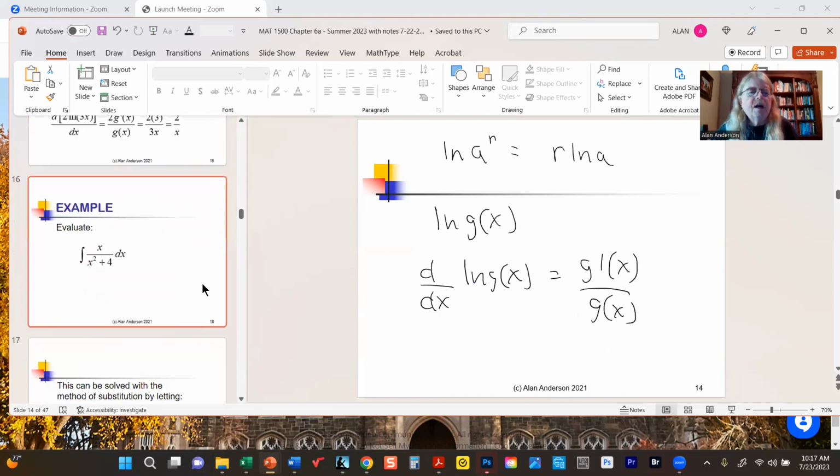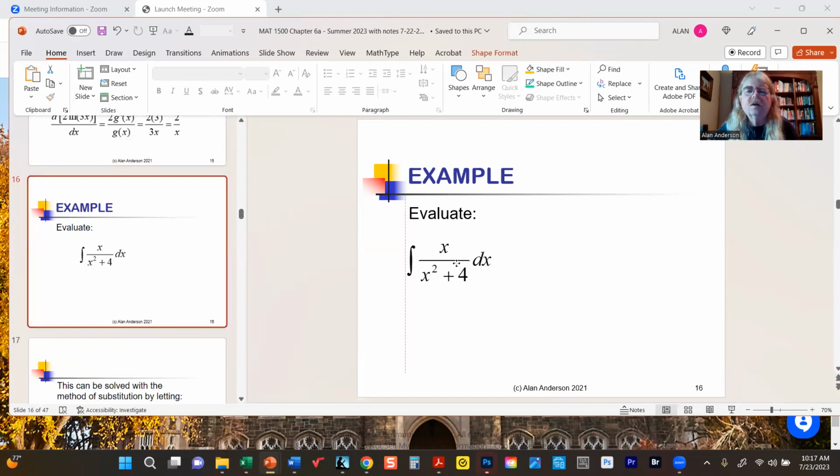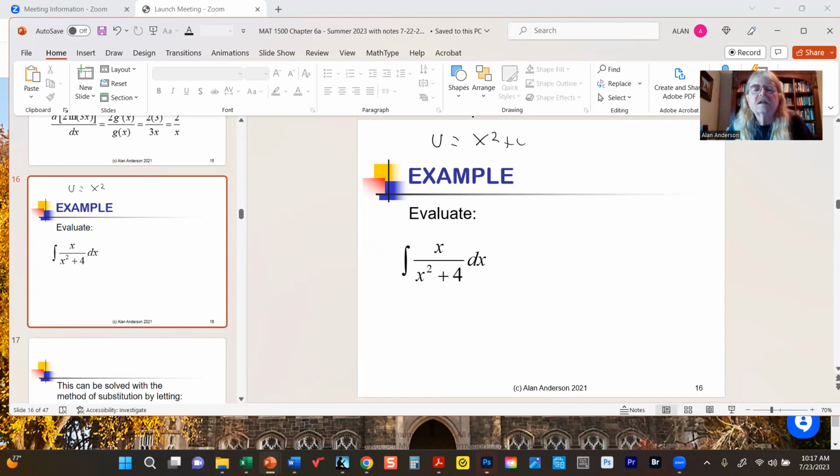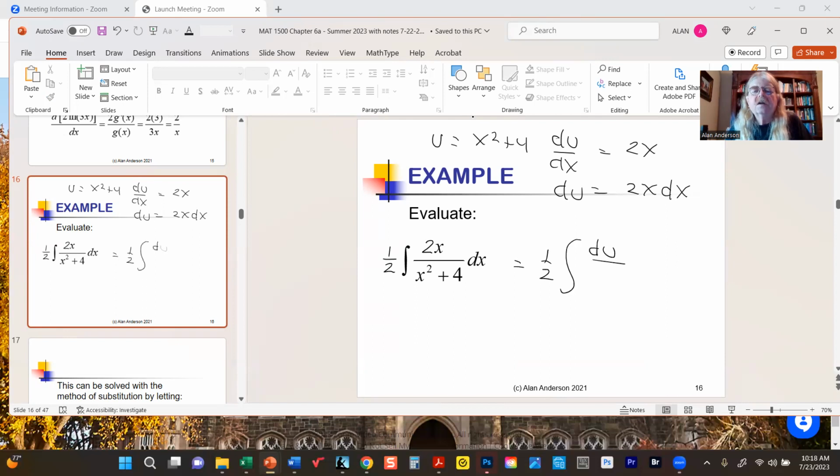Okay, here's another one. Why don't we try this? Let's try letting u equal x squared plus 4. Then du dx would be 2x, and then du would be 2x dx. Do we have that? Almost. We need to provide a 2 here, which means we have to multiply the outside by 1/2. So we're going to end up with 1/2 integral du over u.